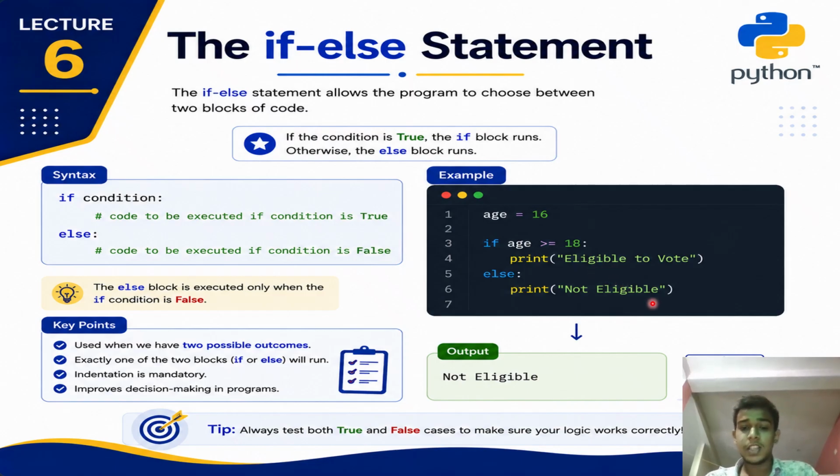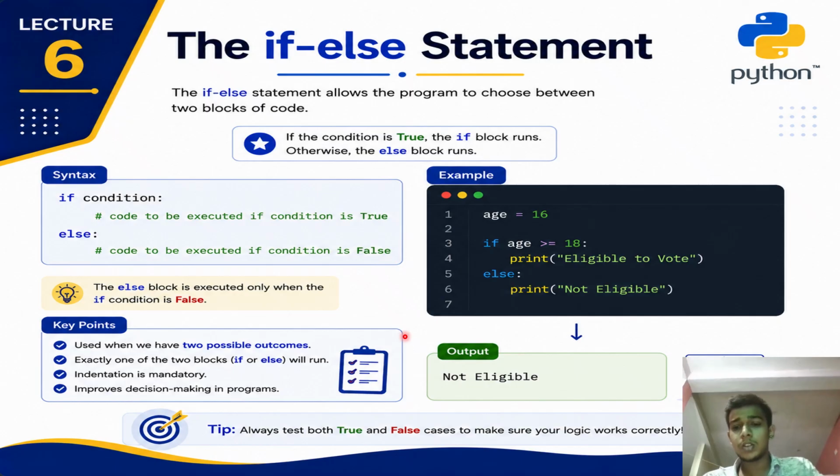Suppose we write age = 20. Now Python checks the condition and 20 is greater than 18. So the condition will be true. So this time Python executes the if block and prints eligible to vote. The else block is completely skipped. This part of code is completely skipped and only this will be printed.